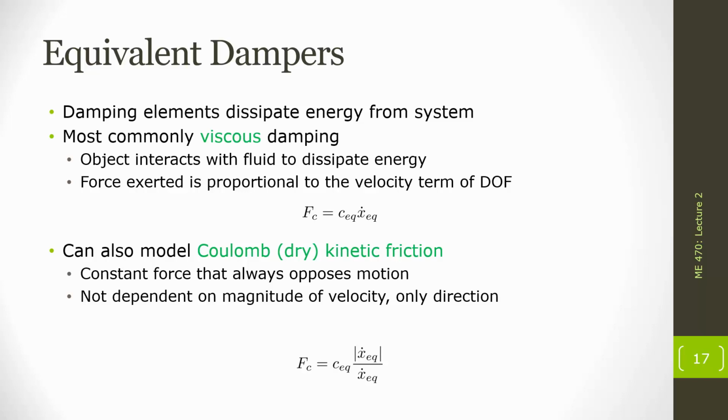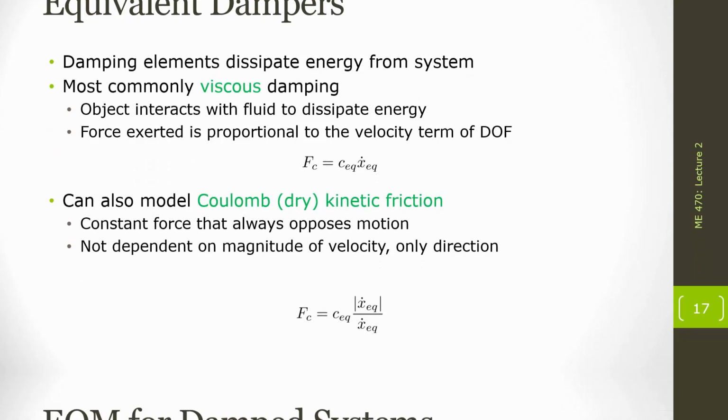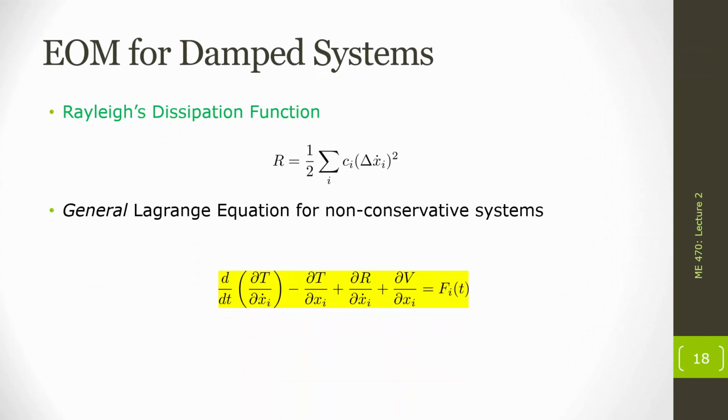When we have things that have viscous damping, or at least behave like they have viscous damping, then we can incorporate it into our equation of motion through Lagrange's equations like we've been doing before. So we're going to have another term. We have the V, the potential energy, the T, the kinetic energy, and now we're also going to want to calculate R, the Rayleigh dissipation.